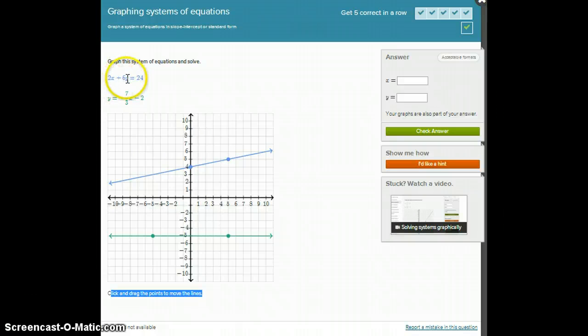Now, how can we find the other point? By making y 0, right? If y is 0, 6 times 0 is 0, so this would disappear. Then we would have 2x equals 24, so x will be simply 24 divided by 2, or 12. So the next point is simply (12, 0).